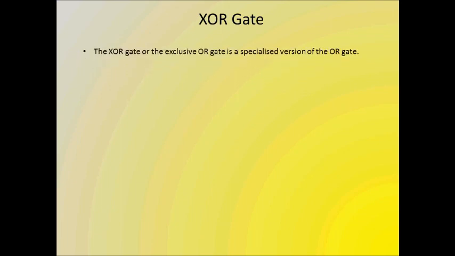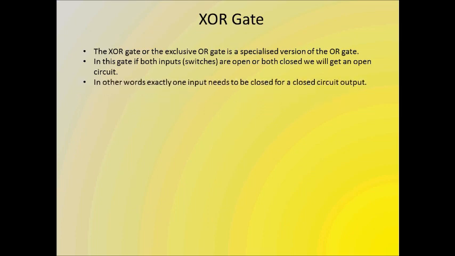Okay, the last gate we will discuss in this video is the XOR gate, or the exclusive OR gate. And it is simply a specialized version of the OR gate. It is again 2 inputs, just like the OR gate. What happens in this gate is that if both the inputs or both the switches are open or both are closed, we will get an open circuit. So for this gate to give us a closed circuit output, exactly one of the inputs has to be closed and one has to be open.